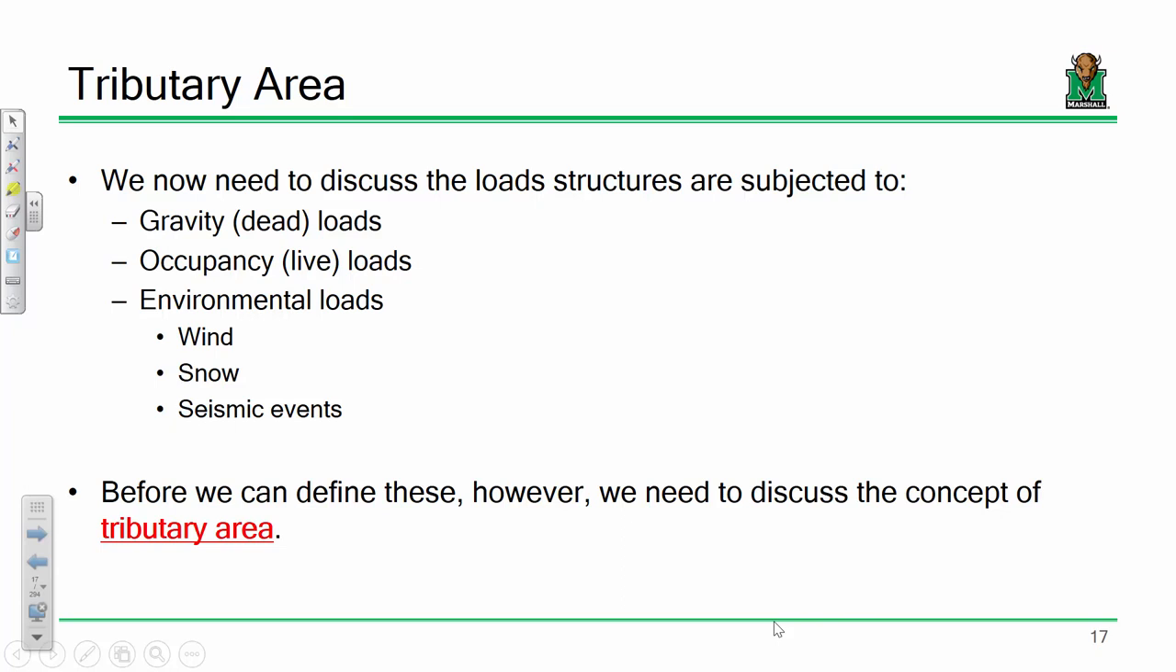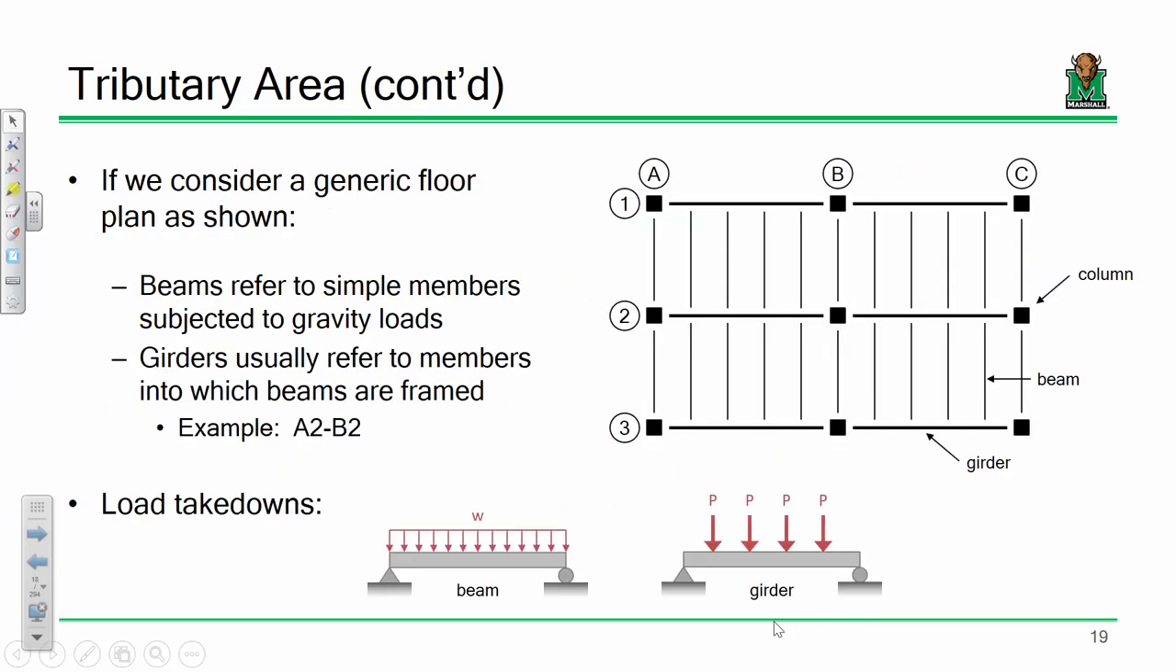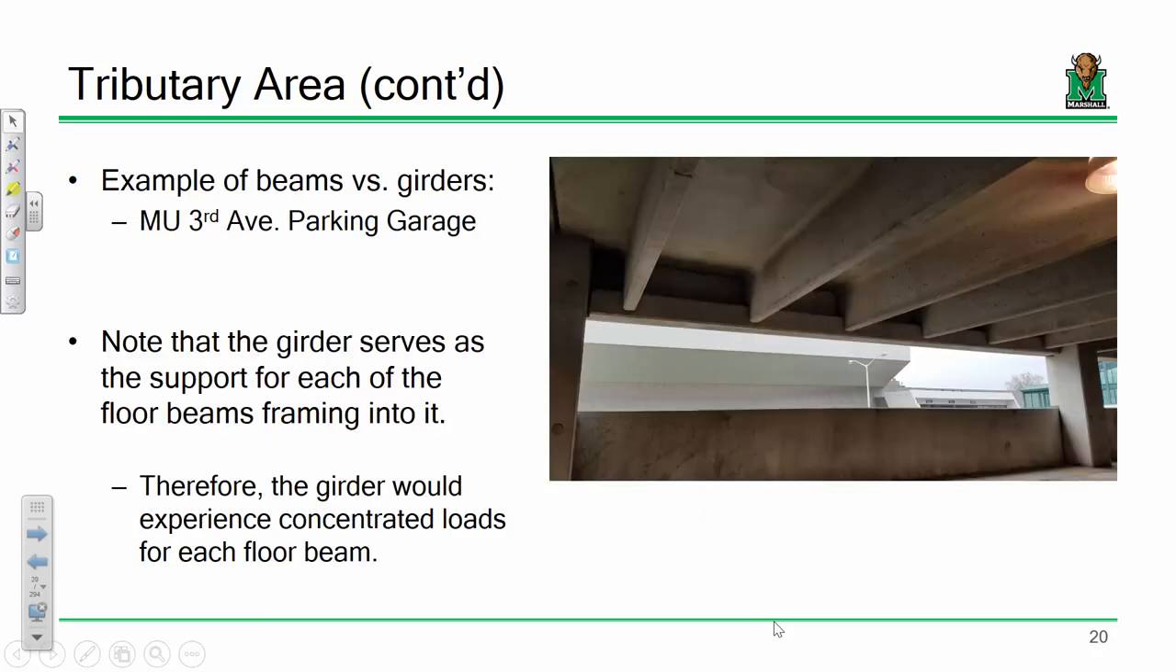Now, what we did last time is we said, okay, let's say I gave you some loads. How do you actually take those loads and look at a structure and distribute those into something that we can use or something that we can recognize, like a simply supported beam with a uniformly distributed load, or a girder with a series of point loads where the point loads are the support reactions from the adjacent beams and so on and so forth. And that's what we did last time.